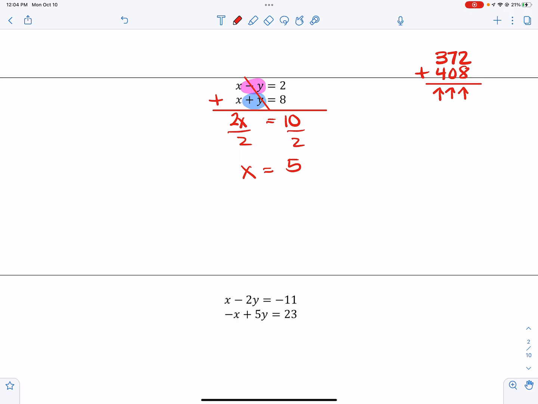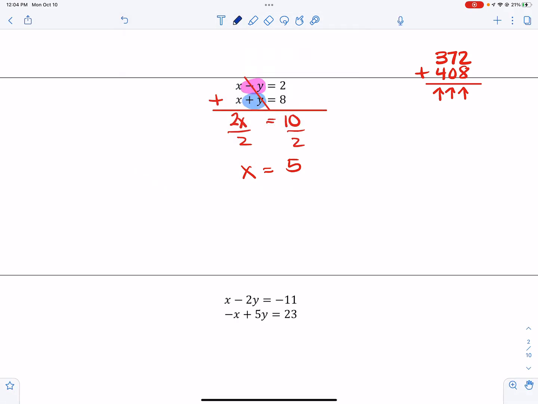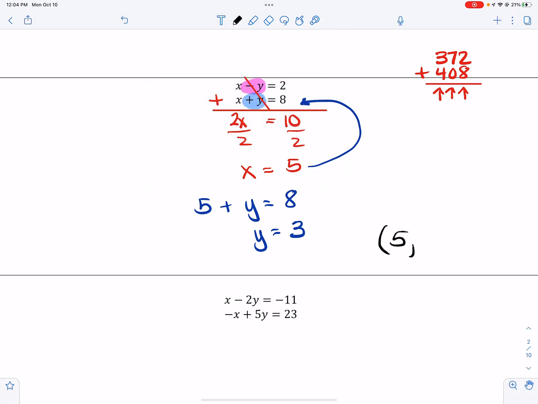Now I still am going to have to substitute, and it doesn't matter which equation I substitute in. I'm going to use this one. And so I am going to take x, which is 5, add it to y, and know that I get 8. And so that tells me that y is 3. And so again, I will list my ordered pair as the solution 5, 3.